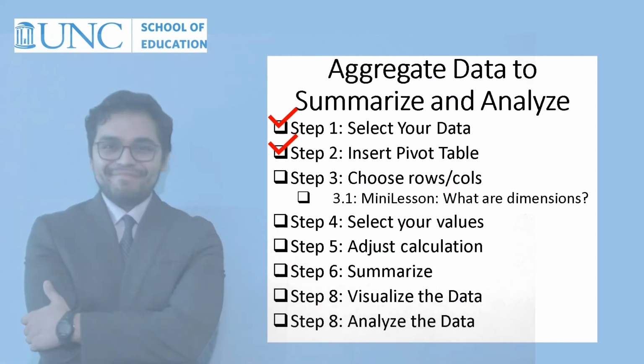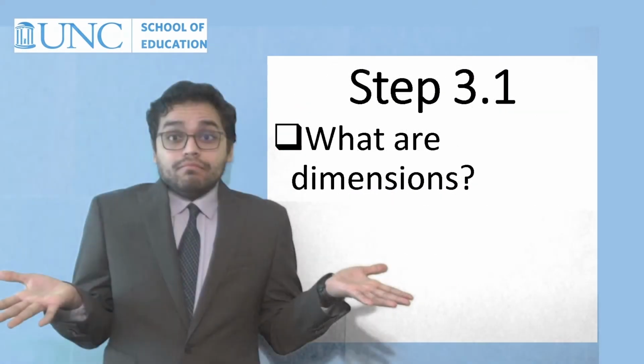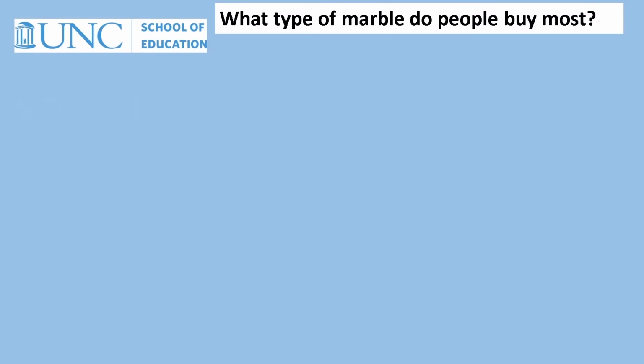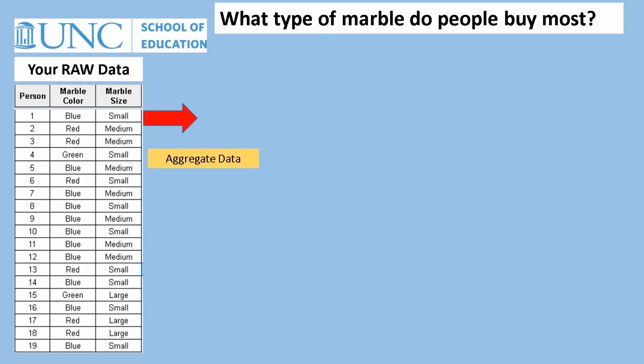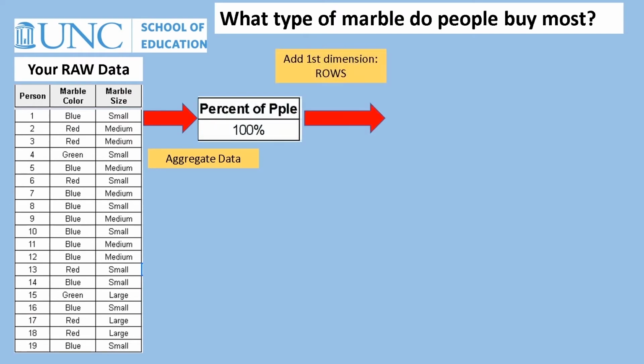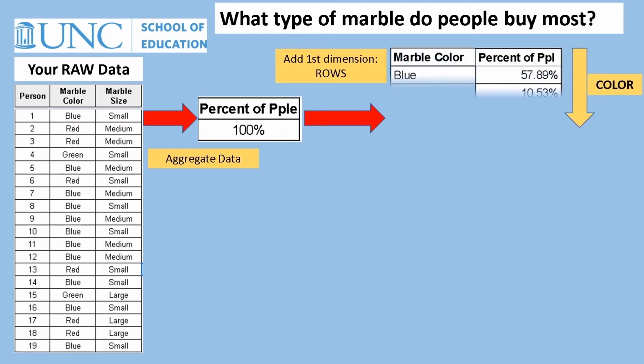Now it's time to select our column. But first, we have to determine what are dimensions, because dimensions are our rows and our columns. Now suppose I asked you the question, what type of marble do people buy most, and you have this raw data. Altogether, 100% of people bought a marble. But how much of that percentage is distributed by color? That's our first dimension, our rows.